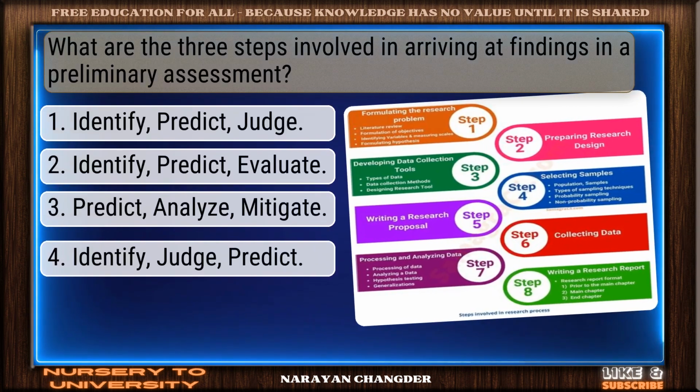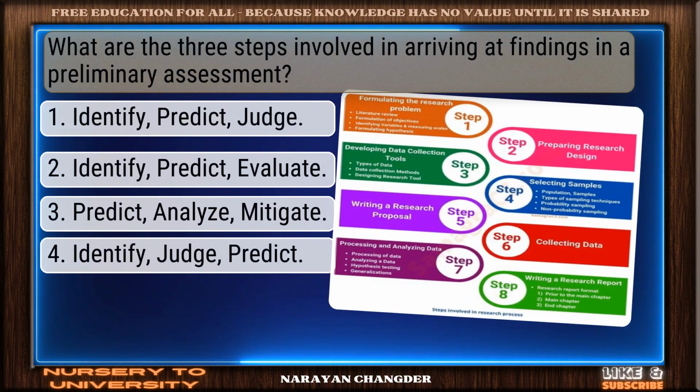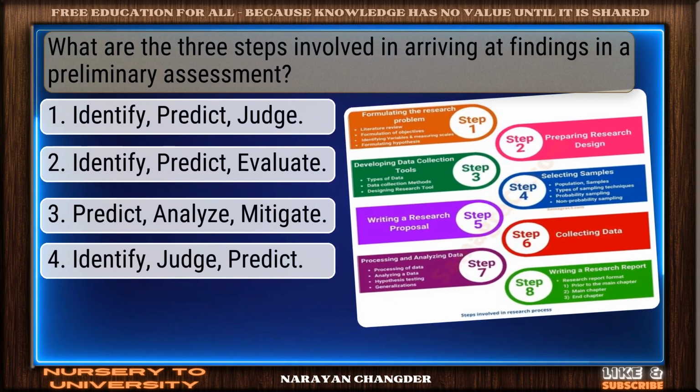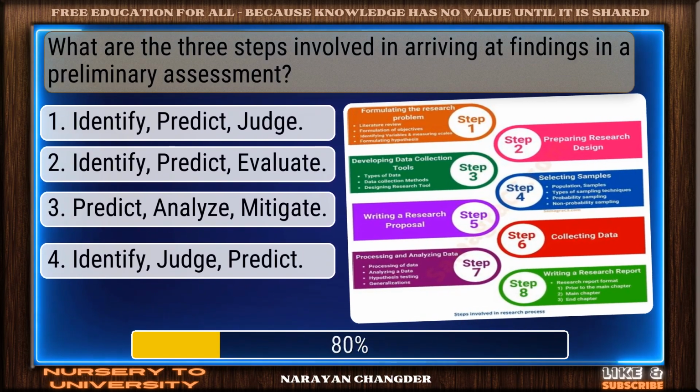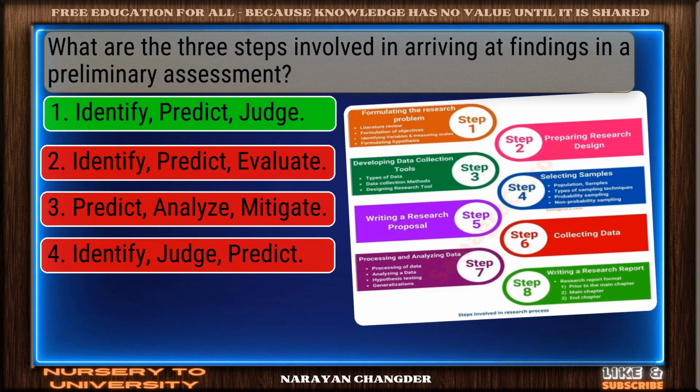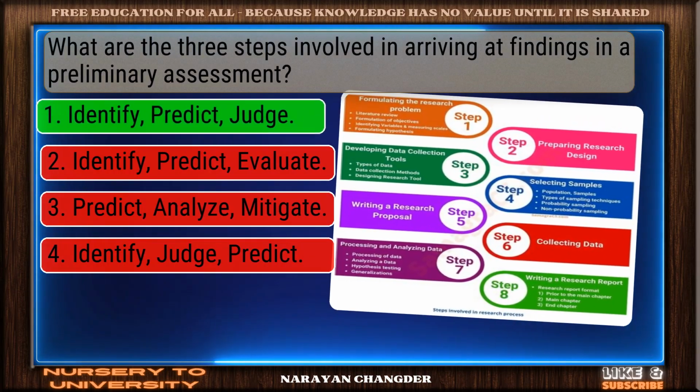What are the 3 steps involved in arriving at findings in a preliminary assessment? Right again. Identify, predict, judge is a valid answer.